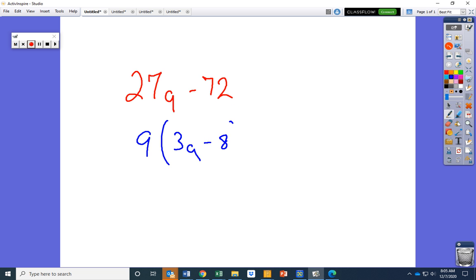Negative 8. Now, the way that I know that I factored this down to its simplest form, I look at these numbers. Is there anything that goes into these two? One's the only thing, right? If 1 is the only factor that they have in common, then you have simplified it. Does that make sense? All right, let's try another one.